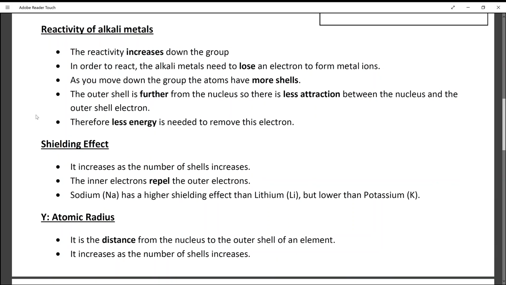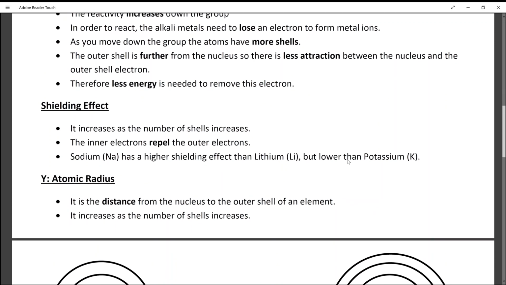Perfect. So the reactivity increases down the group. In order to react, the alkali metals need to lose an electron to form metal ions. As you move down the group, the atoms have more shells. The outer shell is further from the nucleus, so there is less attraction between the nucleus and the outer shell. Therefore, less energy is needed to remove this electron, since the force between the nucleus and the electron is weaker. The energy to overcome this attraction, and to lose this electron, is less.